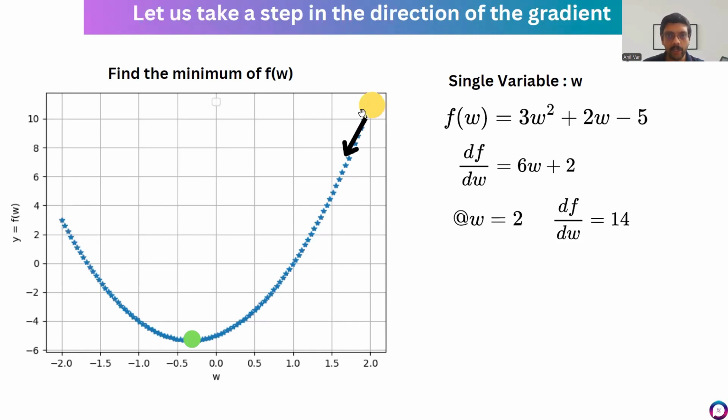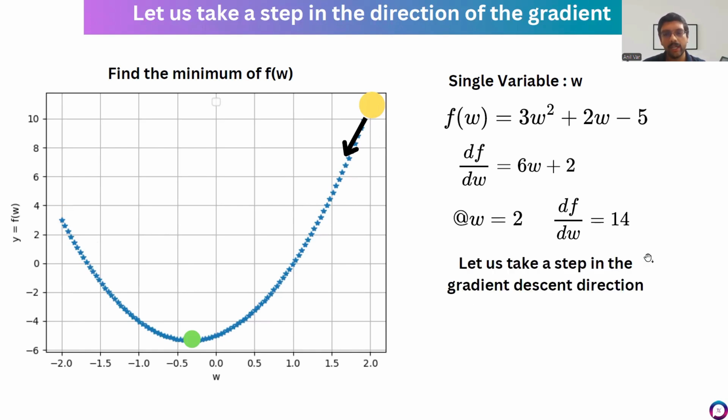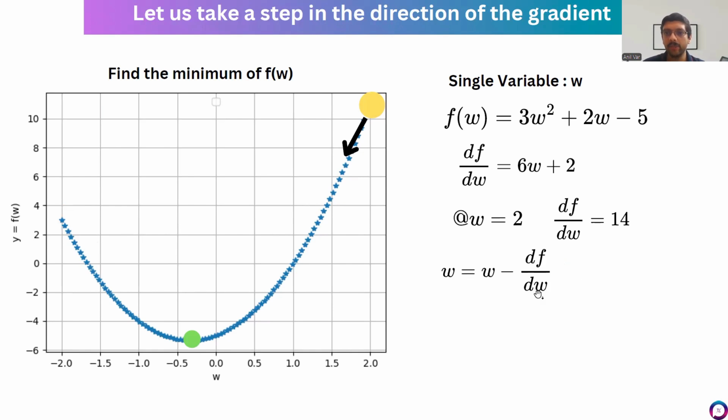So let's take this point again and try out how we do that. So w is 2. We have already computed df by dw. Just substitute w is equal to 2 here. You get 14. So we've learned that you want to go in the opposite direction. Can we do something as simple as this? Can we say the next w is this w we have, 2, minus df by dw? What do you get? You get w is minus 12, which is not even on the plot, right? That's very, very far away to the left.